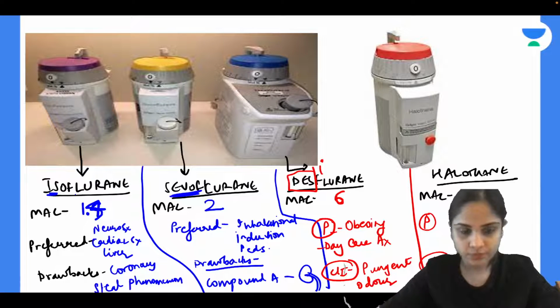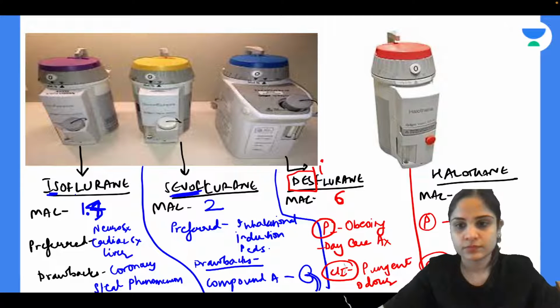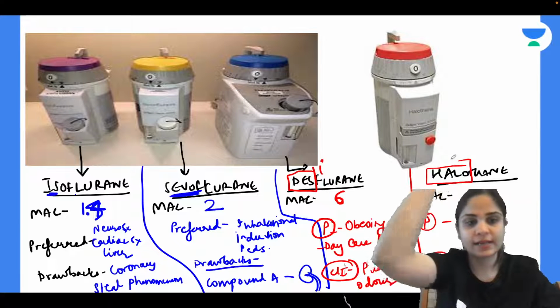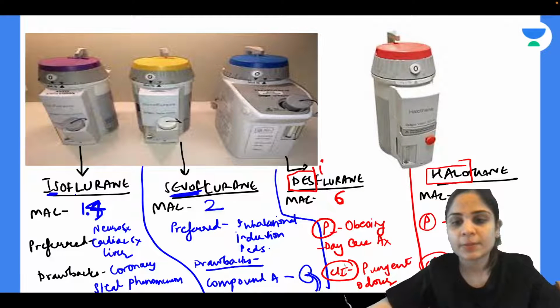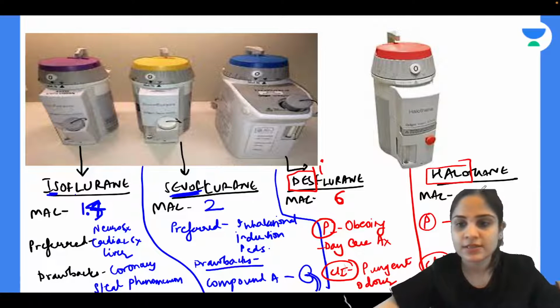Tell me. Now halothane, remember, halo is that round circle thing that is there on the angel's head. Okay, so remember, where do angels stay? Angels have that halo on their head, and angels live in 7th heaven. Okay, just remember this, angels live in 7th heaven. So MAC of halothane is 0.7.